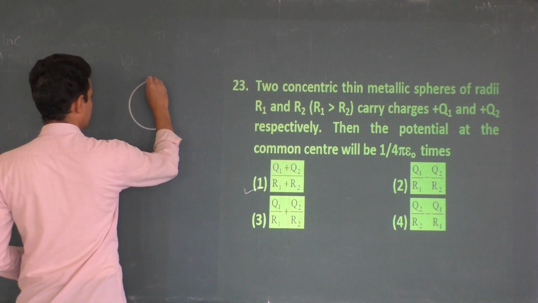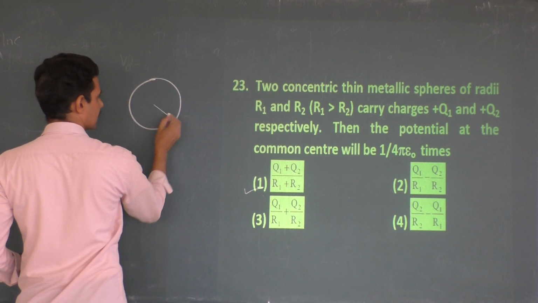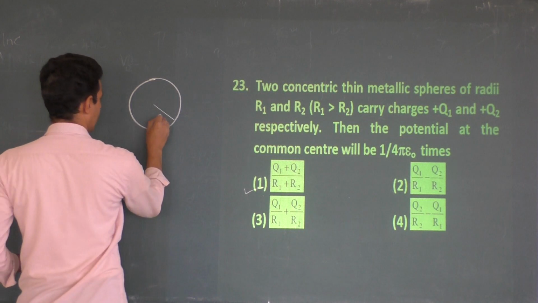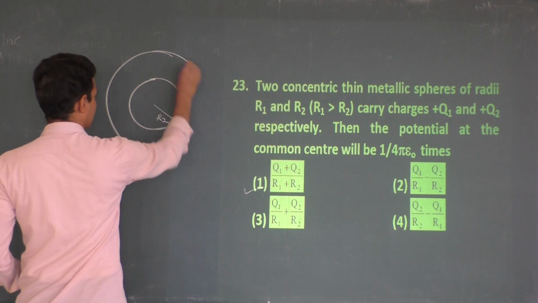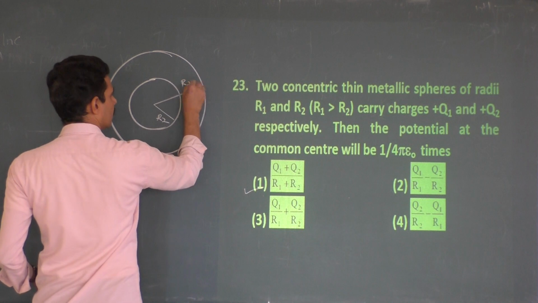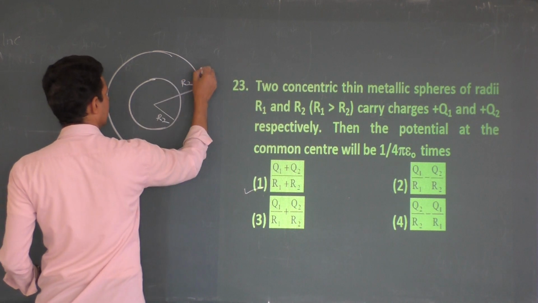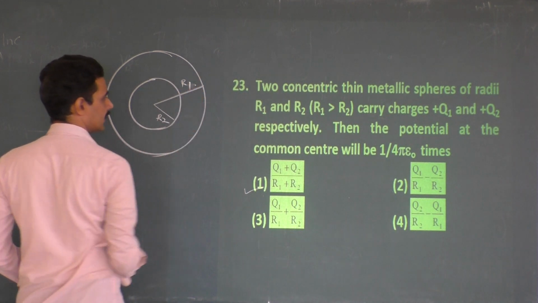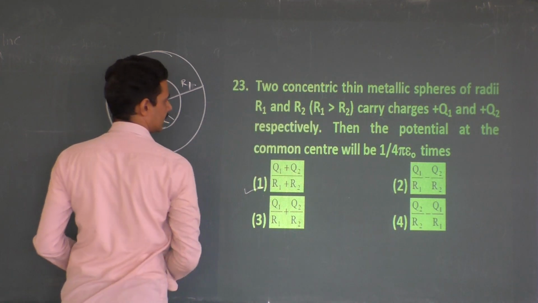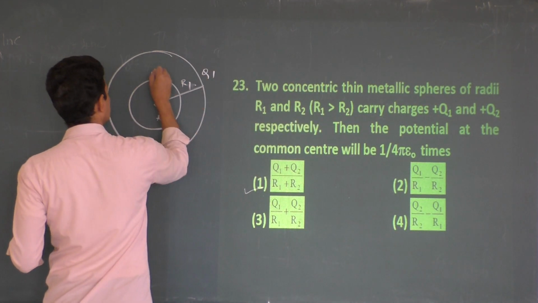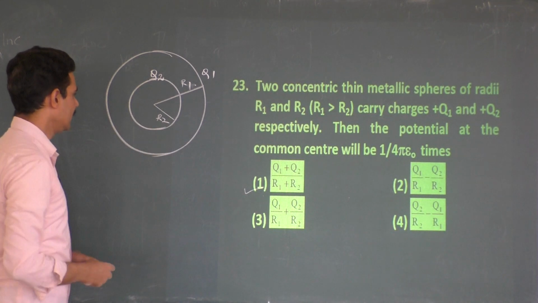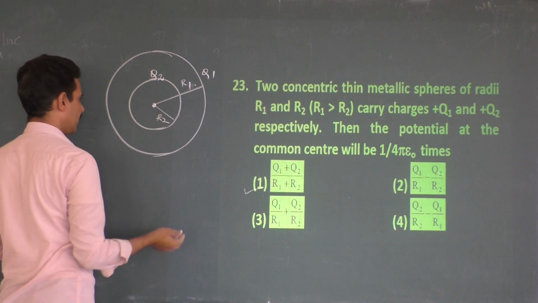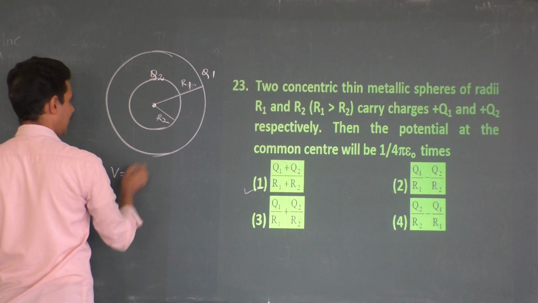So we have one sphere of radius r1, and another concentric sphere of radius r2. It is given r1 is greater than r2. This is q1 and this is q2. Now what is the common potential at the center? V is equal to the net potential at the center.